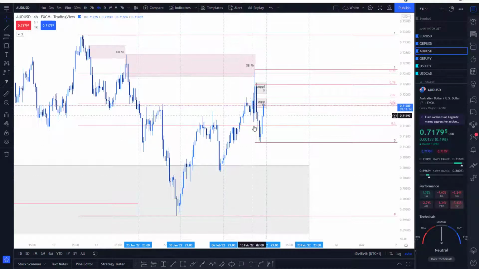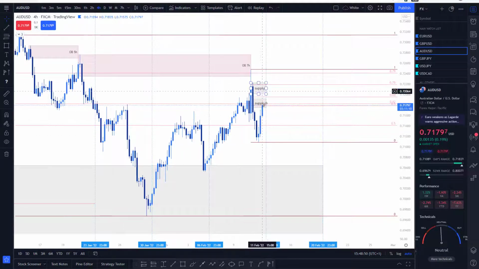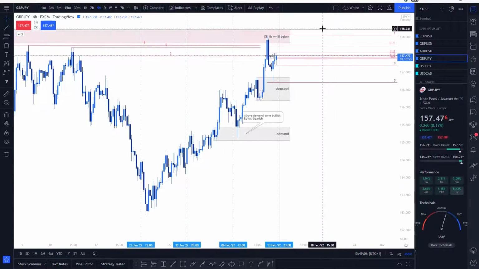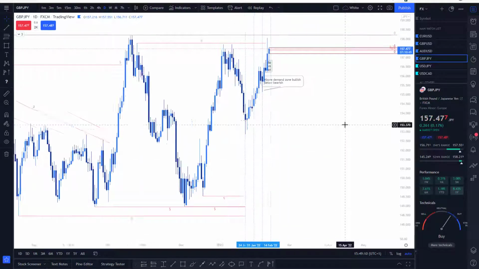Now on the lower time frames, there's a change of character here. So this could be the pullback before continuation down. On the 4 hour, a change of character would happen with price going below this low. That's it. GJ. Let's go on a daily.